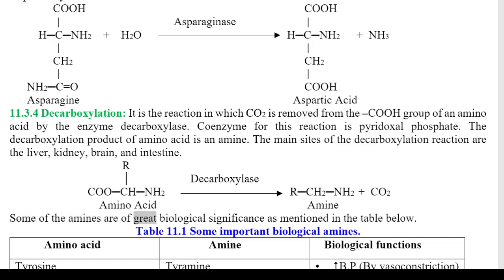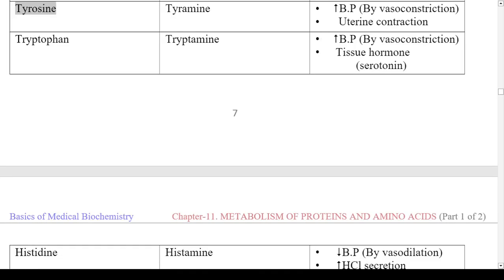Some of the amines are of great biological significance as mentioned in the table below. Table 11.1 Some important biological amines. Amino acid, amine, biological functions. Tyrosine gives tyramine, which raises B.P. by vasoconstriction and causes uterine contraction. Tryptophan gives tryptamine, which raises B.P. by vasoconstriction, and serotonin, a tissue hormone. Histidine gives histamine, which lowers B.P. by vasodilation and stimulates HCl and pepsin secretion.